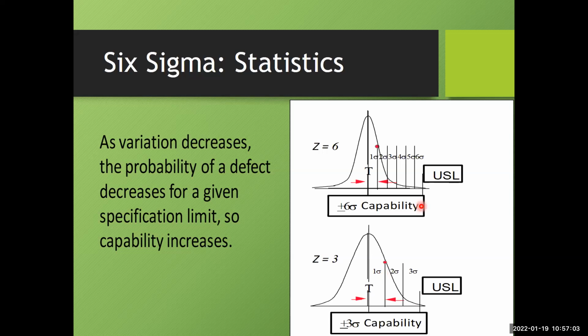But if we see the Six Sigma capability, the process variation decreases and the graph comes towards the central limit, the central tendency, your mean value. You are performing better. As the variation decreases, the probability of defects decreases for a given specification limit. So ultimately, the capability increases. As the process capability increases, obviously you can sustain it. You will become sustainable in your business.